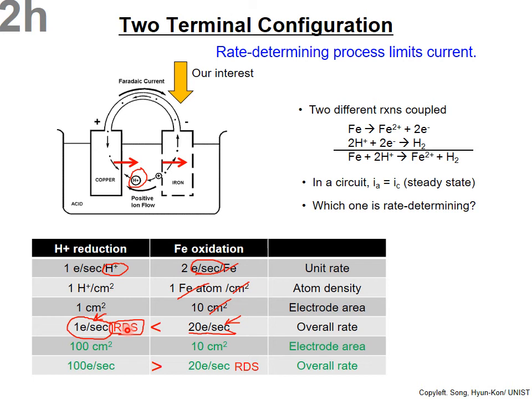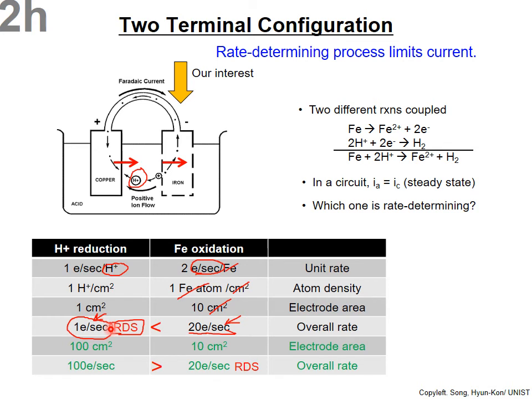However, iron could be oxidized at 20 electrons per second. However, we cannot use this kind of fast rate because the capability of the proton is just 1 electron per second. Your baby can get just 1 cup of milk, but you want to provide your baby 1 liter of milk, but your baby cannot get 1 liter of milk. Just a cup of milk is the maximum value.